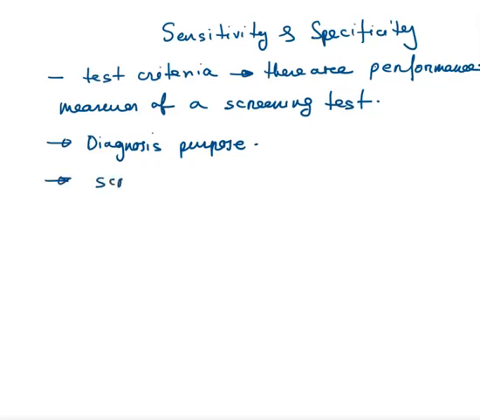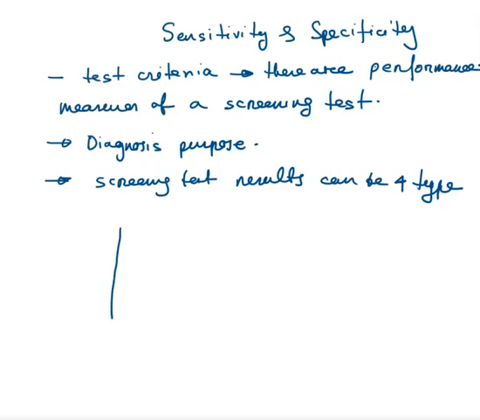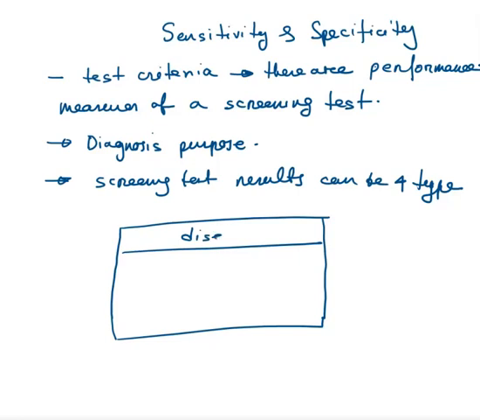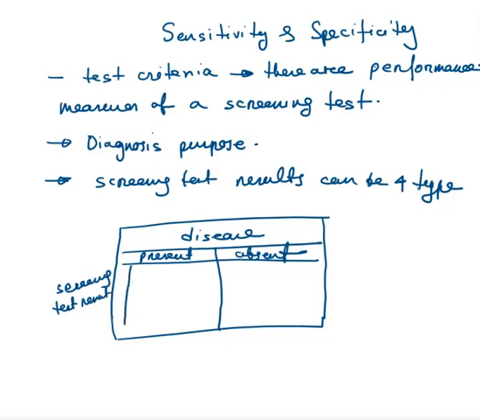So the screening test result can be four types. I'm going to use a 2 by 2 table to show you these four results. Okay, the disease present, disease absent. Here, screening test result. This is positive result, negative result.